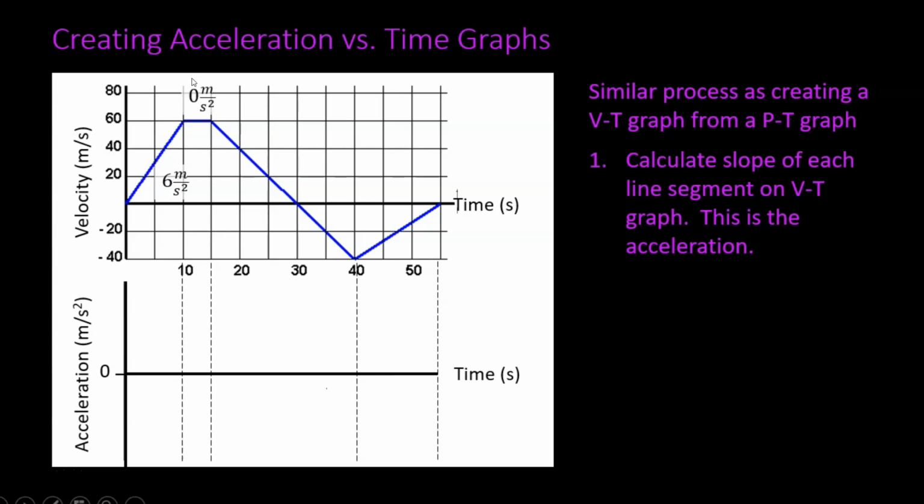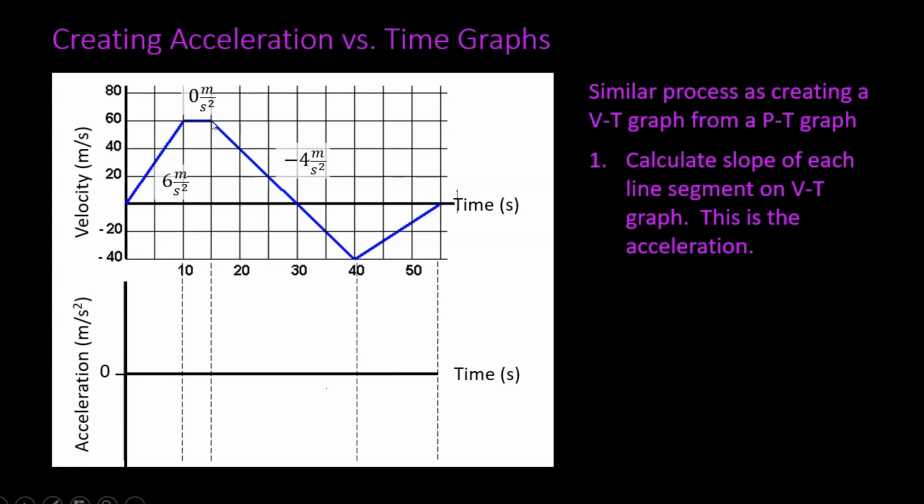If we come up here and look at the next line segment, we have a constant velocity, so we have no rise, and even though the run is 5 seconds, when we have no rise, the slope is going to be 0 meters per second squared. We move on to calculate the slope of this long segment.